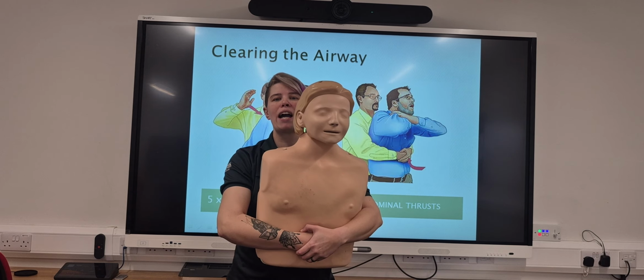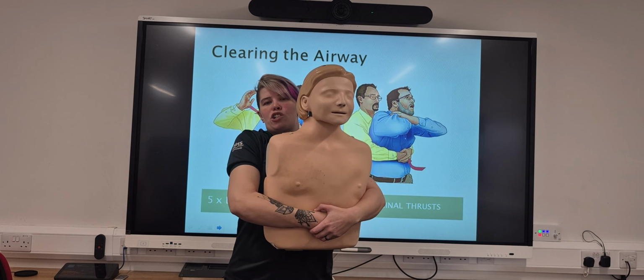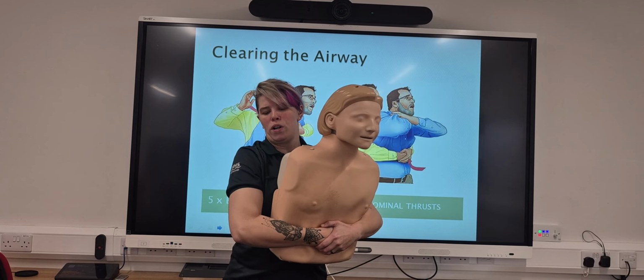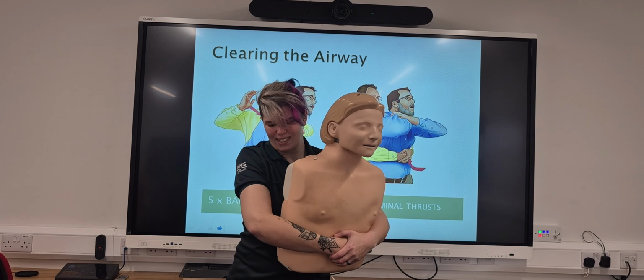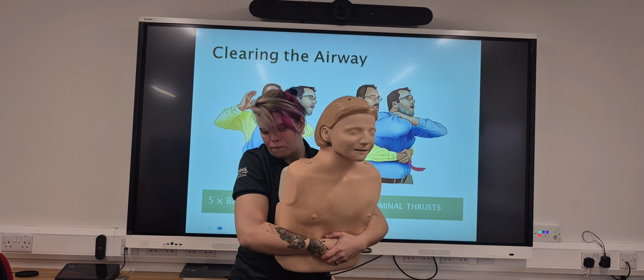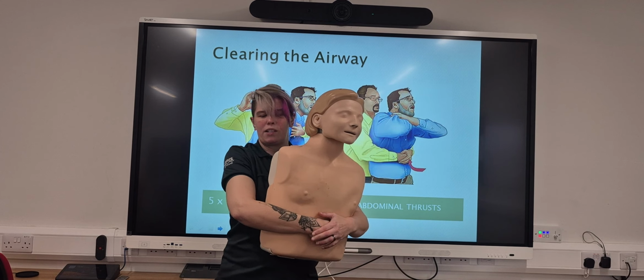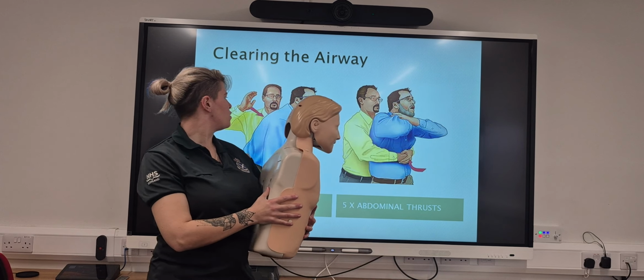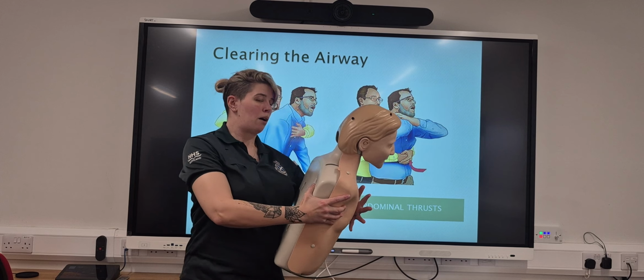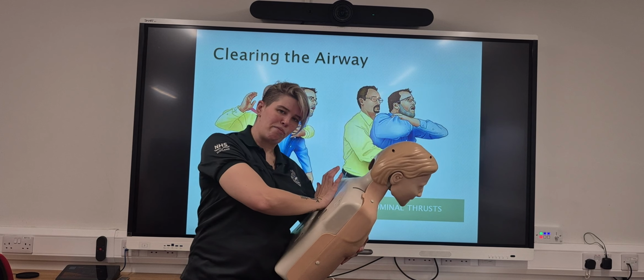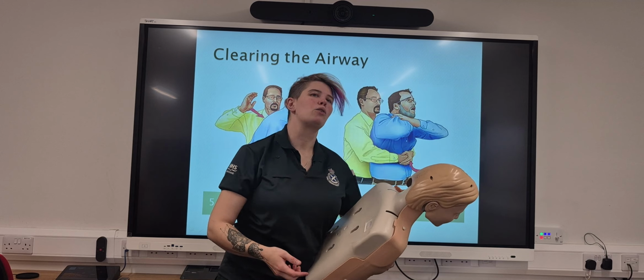Again, you're going to do this 5 times. I'm going to check each time to see if I've been successful. So 1, 2, 3, 4, 5. And again, that's not been successful. So what do we need to do now? I'm going to return to my 5 back slaps. I'm going to keep going and keep going.